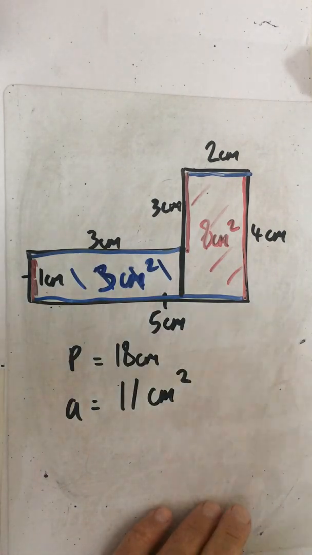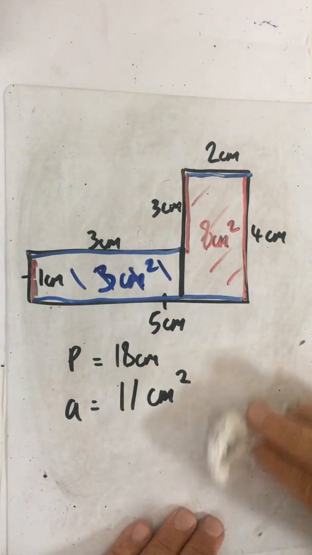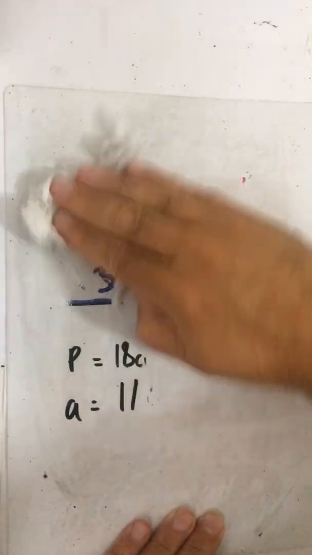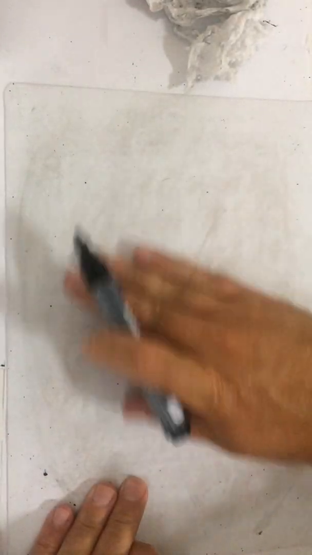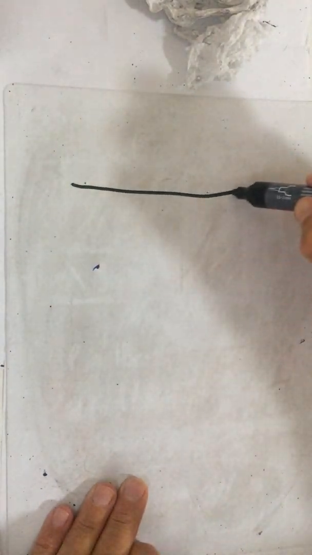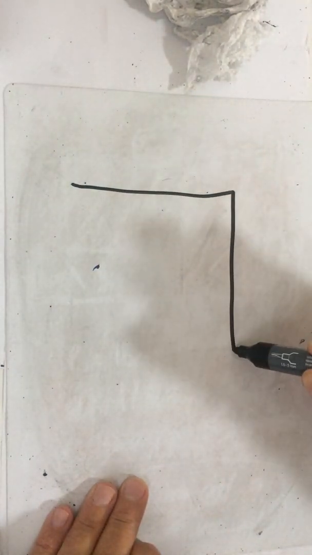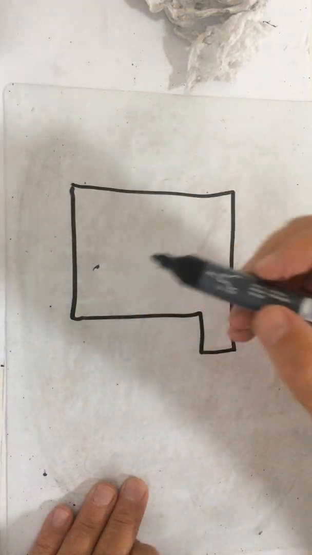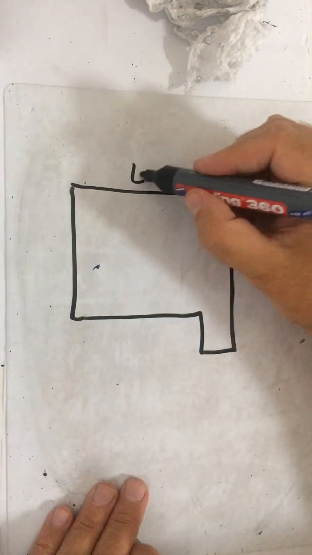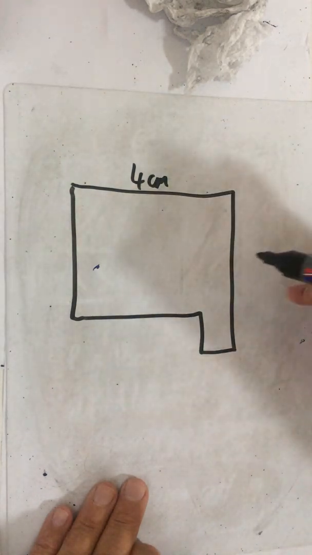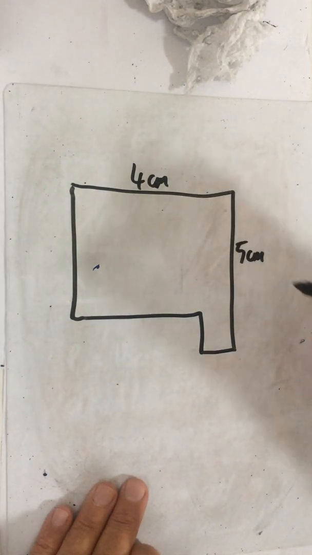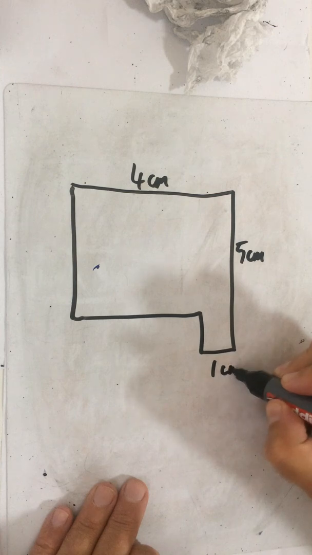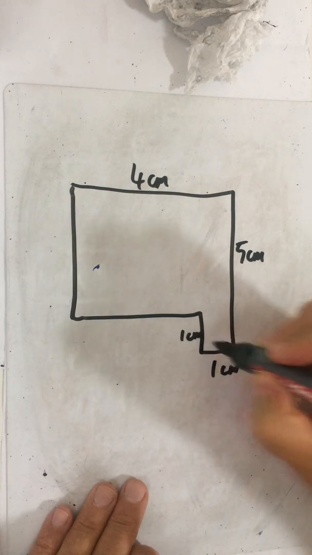Okay, right, we'll do one more before you have a go yourself at these. Okay, just one more. Let's have a look at this one. So I've got there, and there. So this is 4 centimeters, this is 5 centimeters, this is 1 centimeter, and this is 1 centimeter.